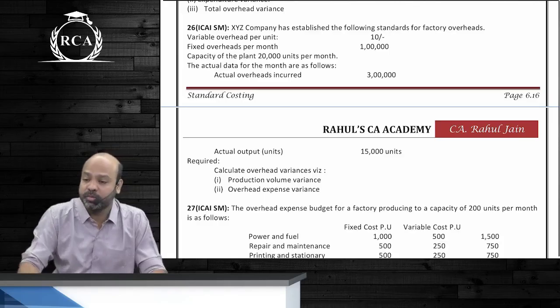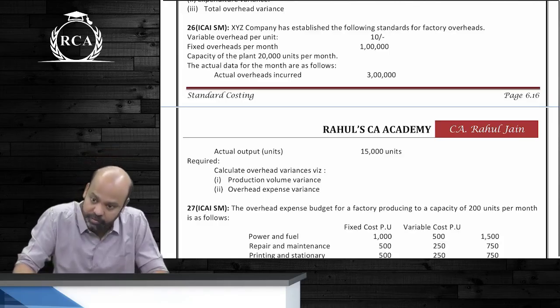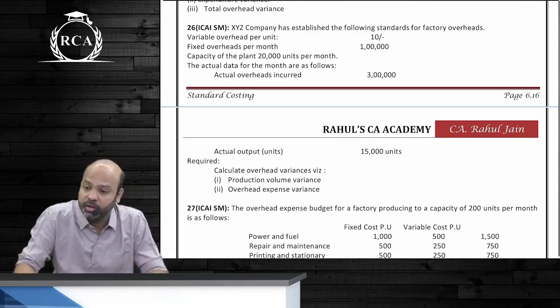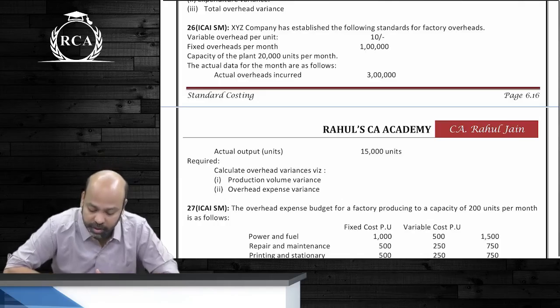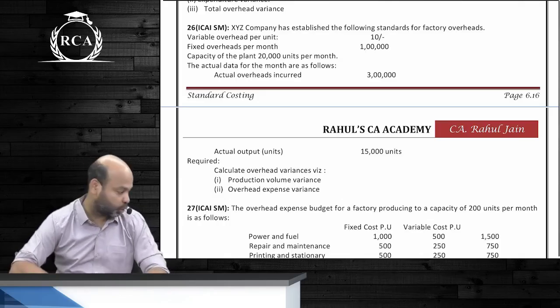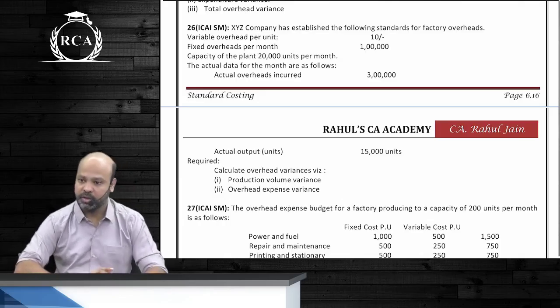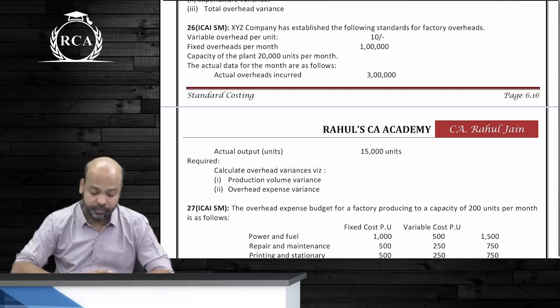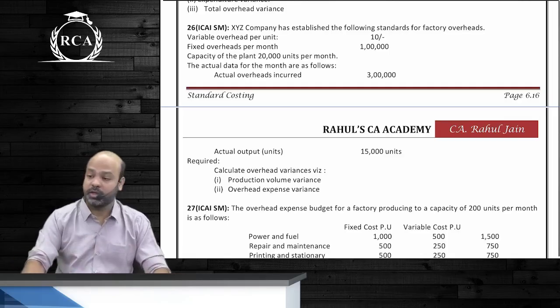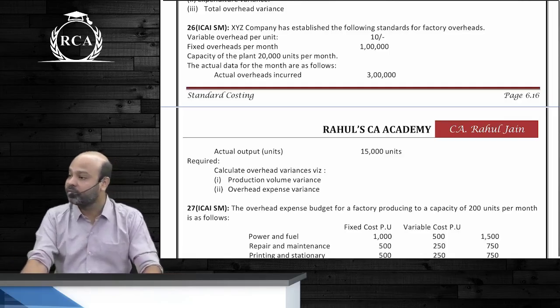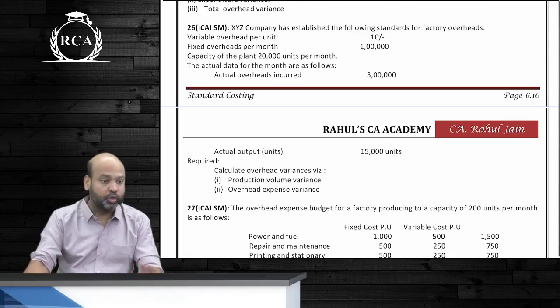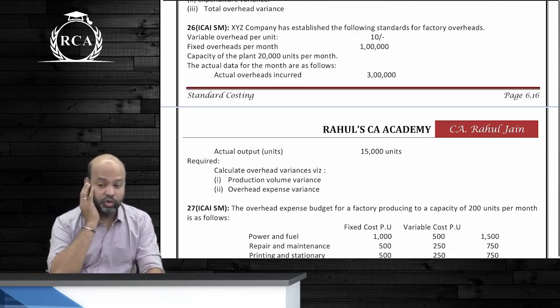You can assume them to be fixed. What to be fixed? So you will assume that the actual fixed overheads will remain at 1 lakh. So the entire 2 lakh rupees will be variable overheads remaining. 3 lakhs is actual overheads incurred, guys. This includes variable and fixed, some portion of this variable in nature, some portion of this fixed in nature.